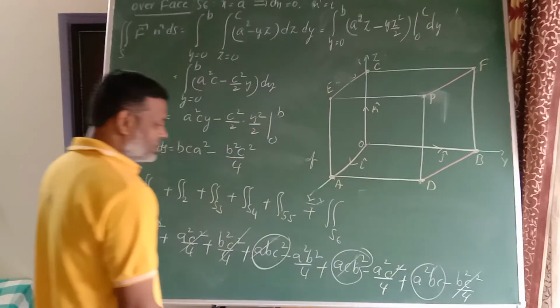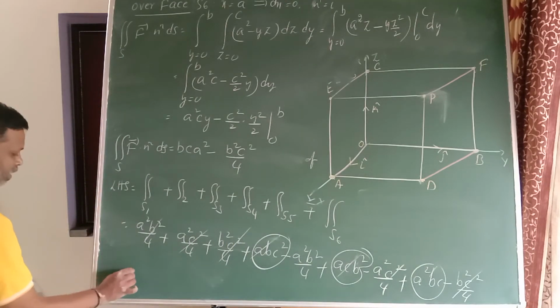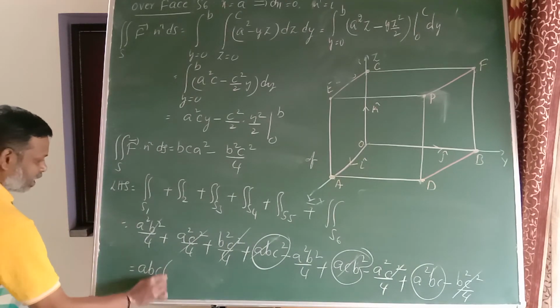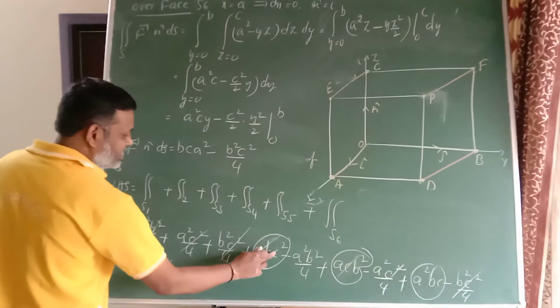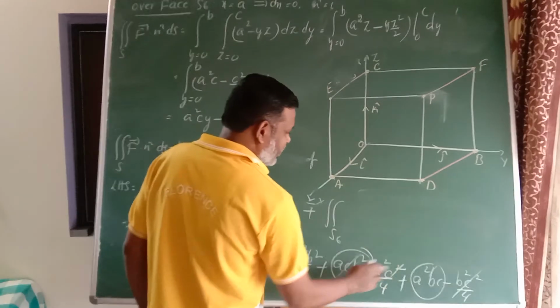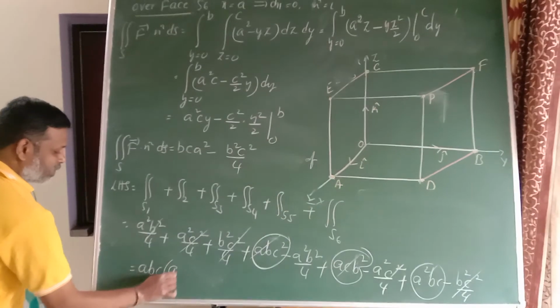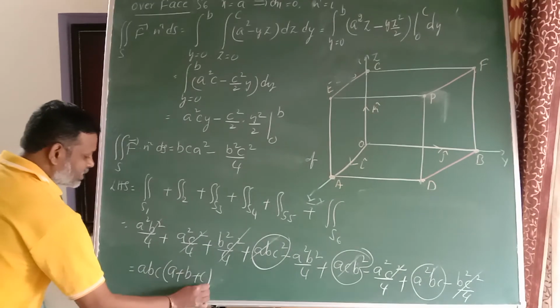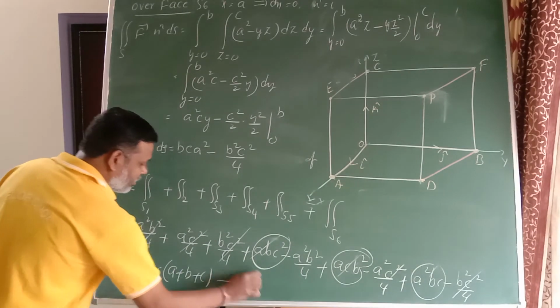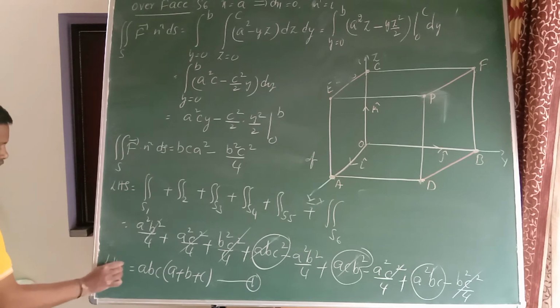From all these things we can take abc as common. If you take abc common, the remaining thing is, c is left here, b is left here, c is left here. Nothing but what is the remaining thing here? a plus b plus c. Let it be equation number 1. This is the LHS part.